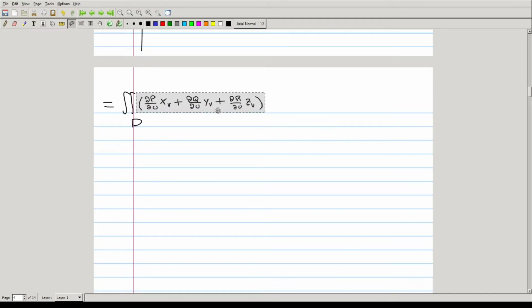and then subtracted from that is dp dv times xu plus dq dv times yu plus dr dv times zu, du dv. This is the double integral that I get.